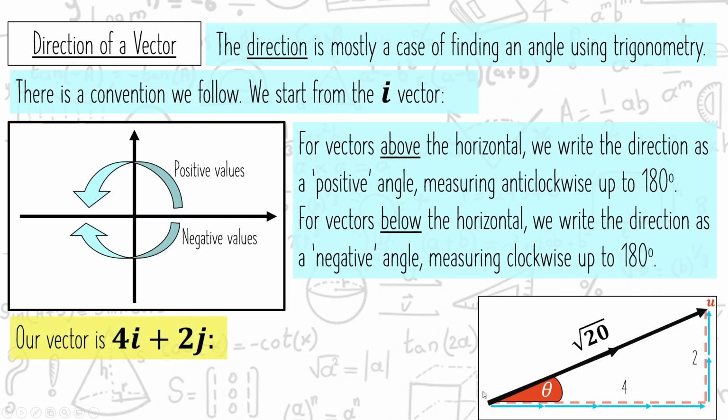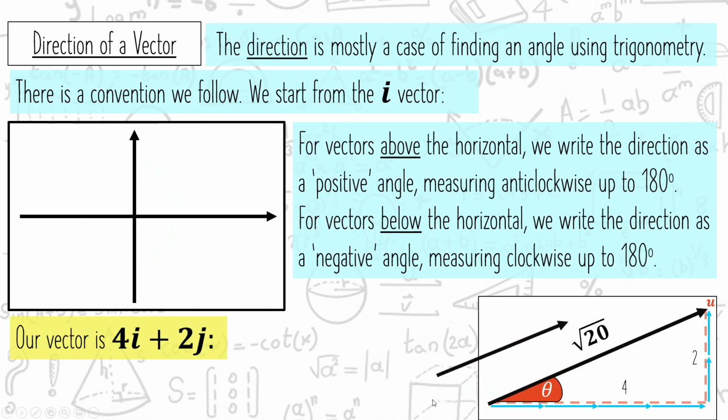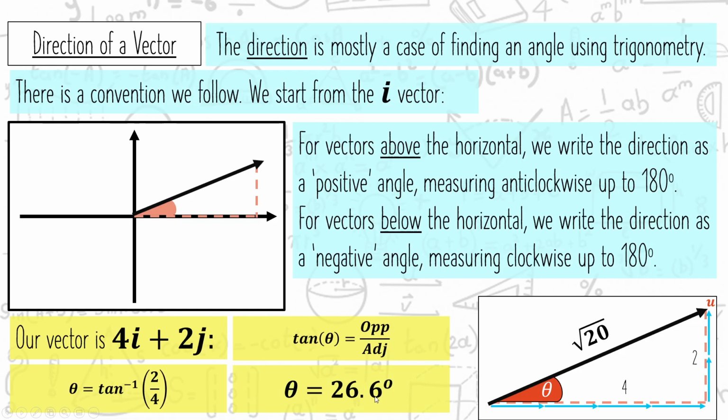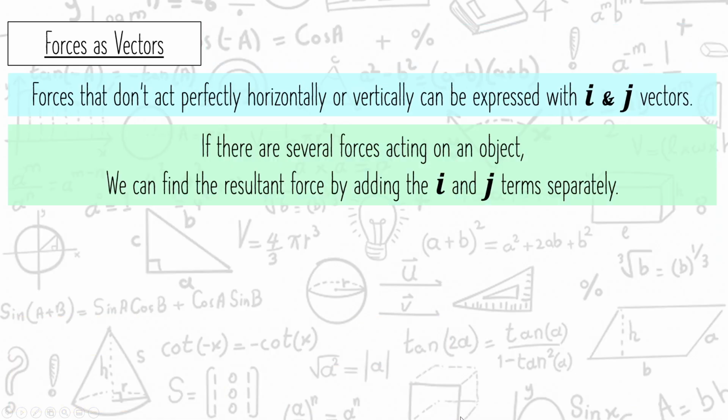So let's put it into practice for our vector here, 4i + 2j. It's above, so we're going to measure this angle going anti-clockwise from the i line. If we do the inverse tan of 2/4, we'll get an angle of 26 degrees. We can just state the direction like that.